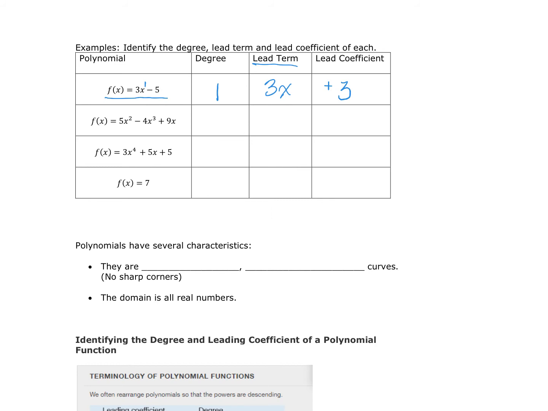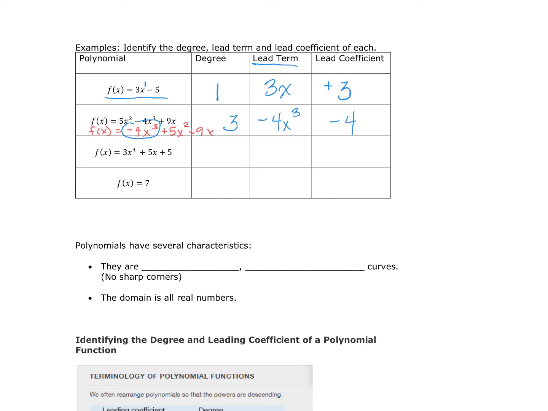For our next example, be careful. We notice that this one is not in descending order. So if we write it in descending order, we get minus 4x cubed plus 5x squared plus 9x, and our leading term here is minus 4x cubed. So our degree is 3, that's the power, and our lead coefficient is negative 4.